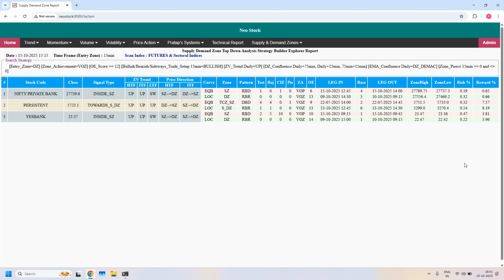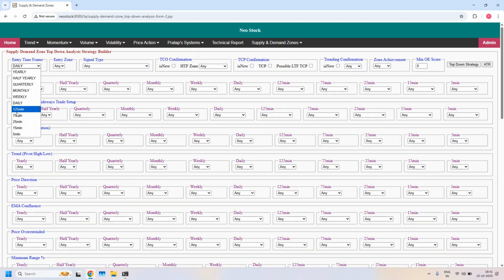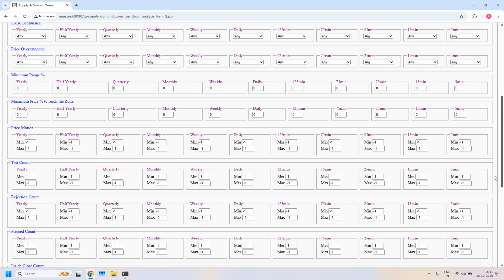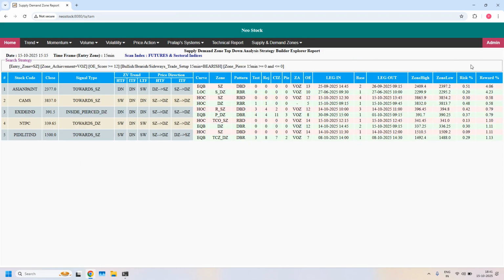Okay, next reports are bearish trade setup for daily income trade. Entry time frame zones are 15 minutes supply zone. Here bullish or bearish at 15 minutes I am selecting bearish. Zone achievement violated opposing zone, minimum odd and enhanced score 12 and 15 minute supply zone should not be pierced. So in the pierced count at 15 minutes time frame I am selecting minimum value 0, maximum value 0. With these filters we got 5 stocks.